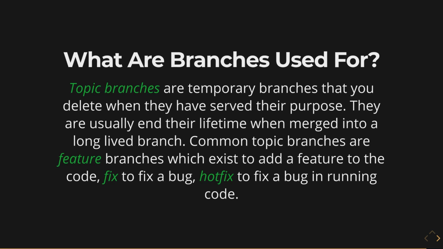Then the other kind of branch type we have is topic branches. And topic branches are branches that you create for a certain purpose, and you delete them when that purpose is no longer needed. When you're done and you've folded that code into another permanent branch, these branches are supposed to be discarded. And there's usually about 3 different kinds of topic branches you might see.